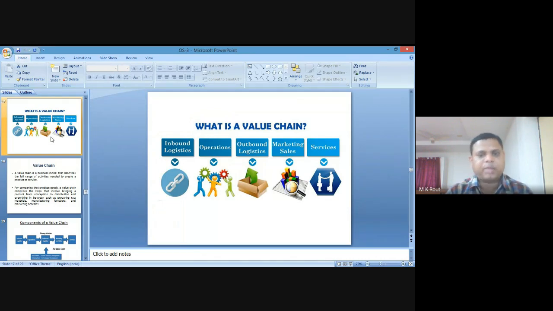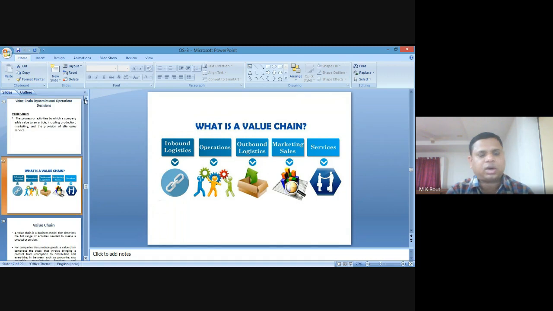So that will bring a greater amount of value whenever you focus on your sourcing management. That kind of decision will enhance your operational decision whenever you focus on value chain dynamics. Moving to the next part.